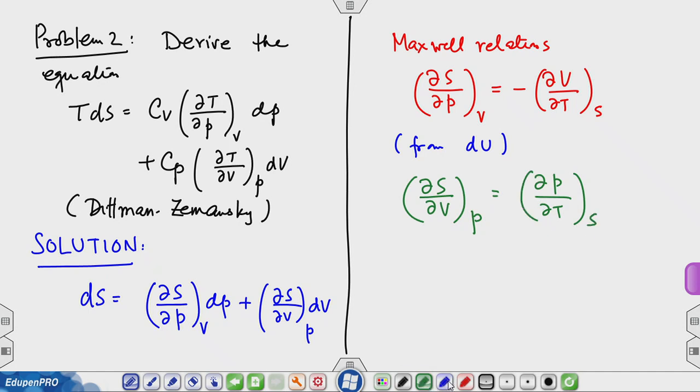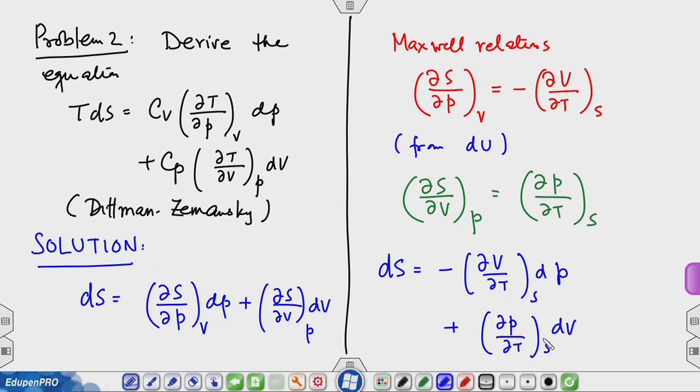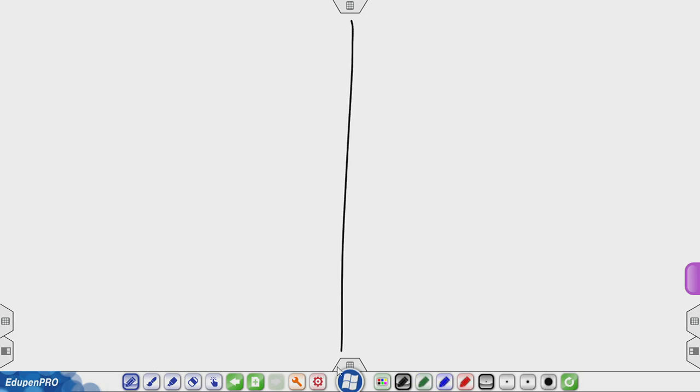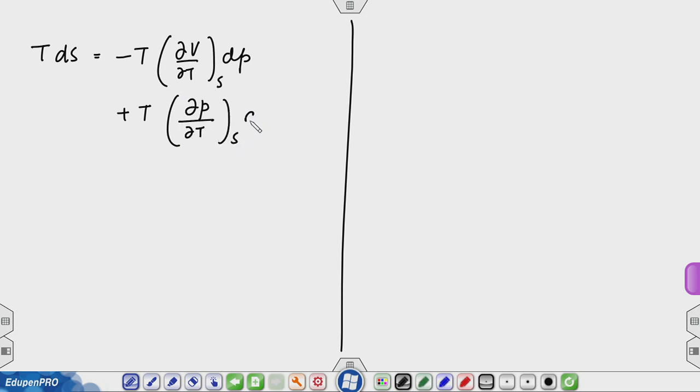And therefore, I get dS is equal to del S del P, which is nothing but minus dV dT at constant S dP plus del S del V at constant P, which is dP dT at constant S dV. And therefore, the equation we are after is TdS. I get T dS is equal to minus T dV dT at constant S dP plus T dP dT at constant S dV.